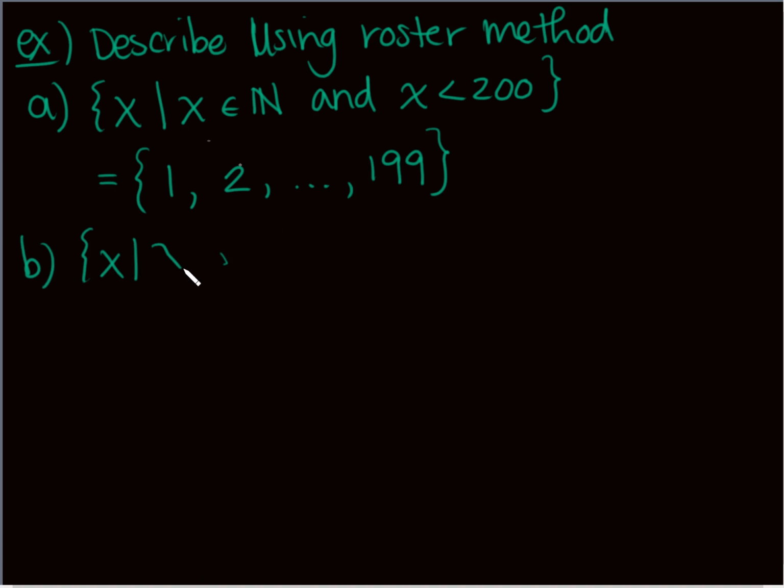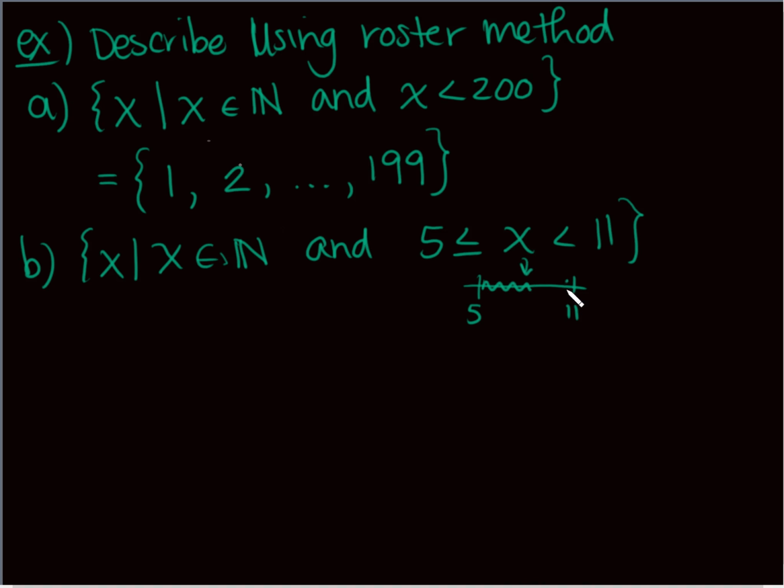Let's look at another one. All X such that X is a natural number, an element of the natural numbers, and let's say 5 is less than or equal to X, but X must be strictly less than 11. What this is saying is that X must be sandwiched between 5 and 11. If you think here's 5, here's 11 on the number line, X must be in there. X must be greater than 5, but less than 11, and then the or equal to here. So I hope that helps you kind of see what we mean.